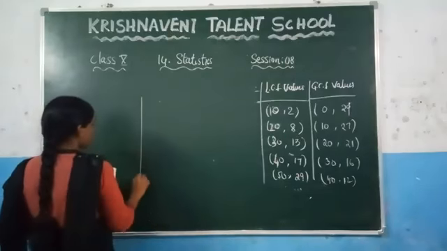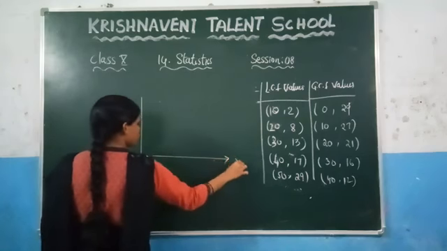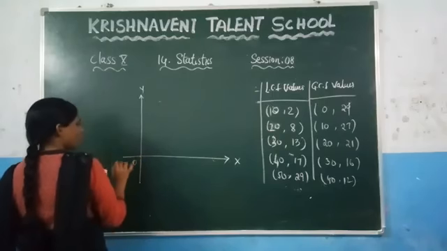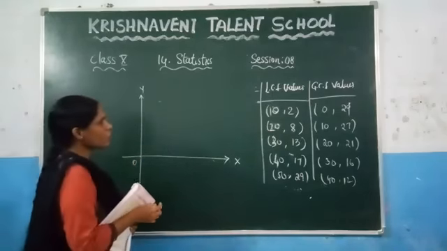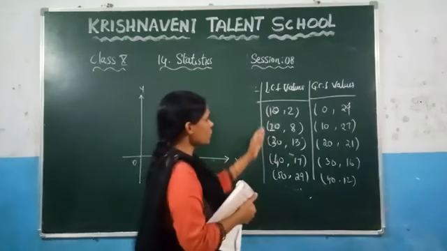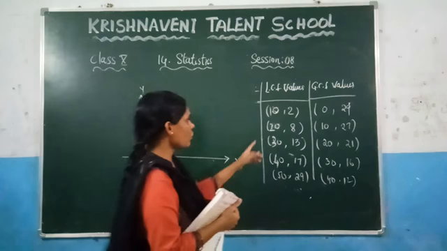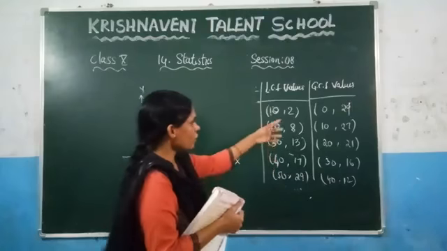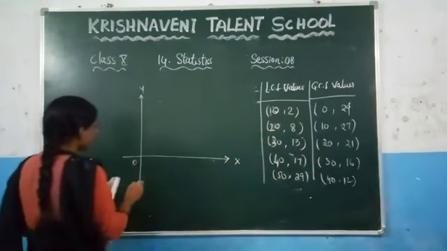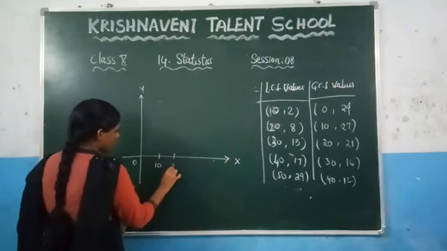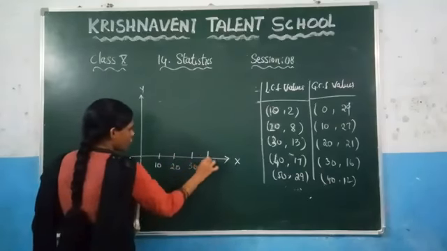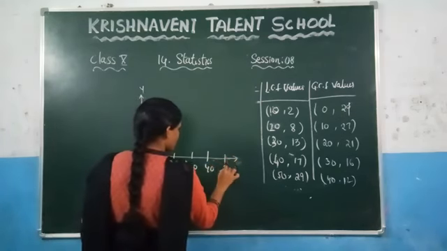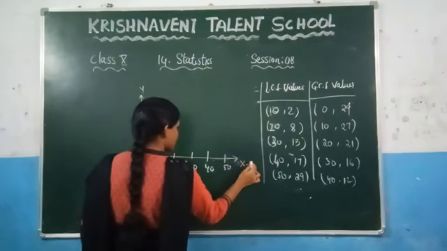So if you want to represent this on a graph, you know that this is the x-axis and this is the y-axis, right? And the intersection point we call the origin, right? Here you need to check, if you want to represent less cumulative frequencies on a graph, what are the x-axis points? 0, 10, 20, 30, 40 and 50. You can take each unit as 10 units. This is the x-axis.